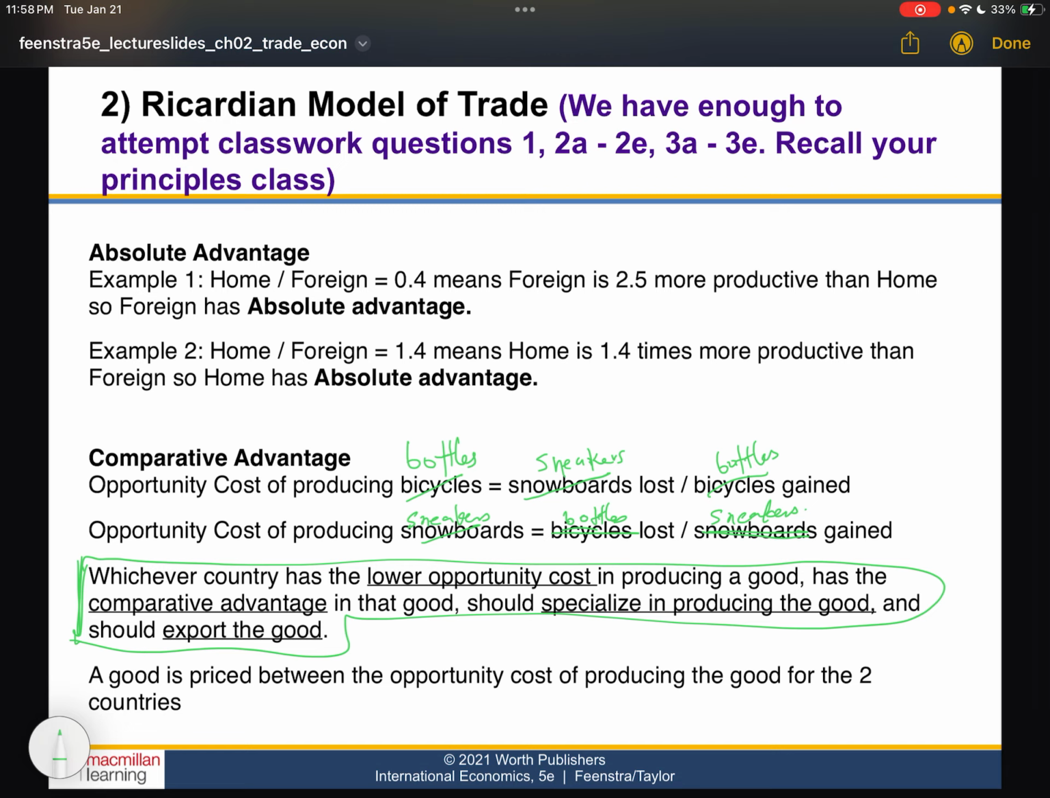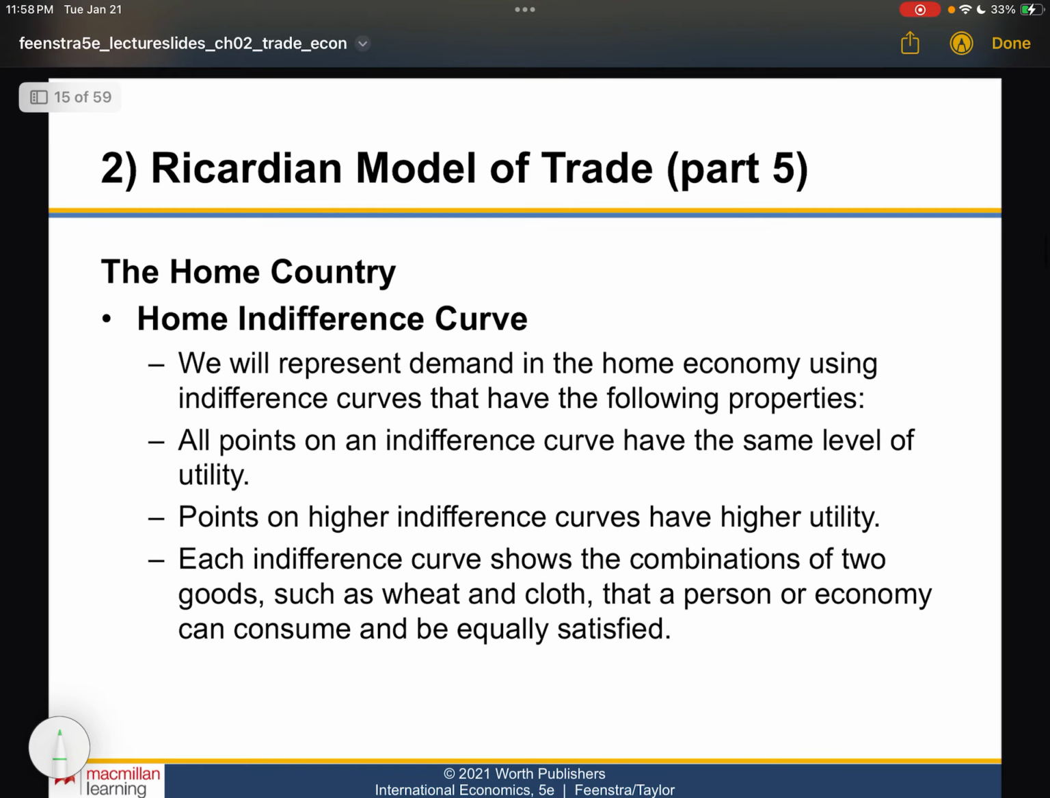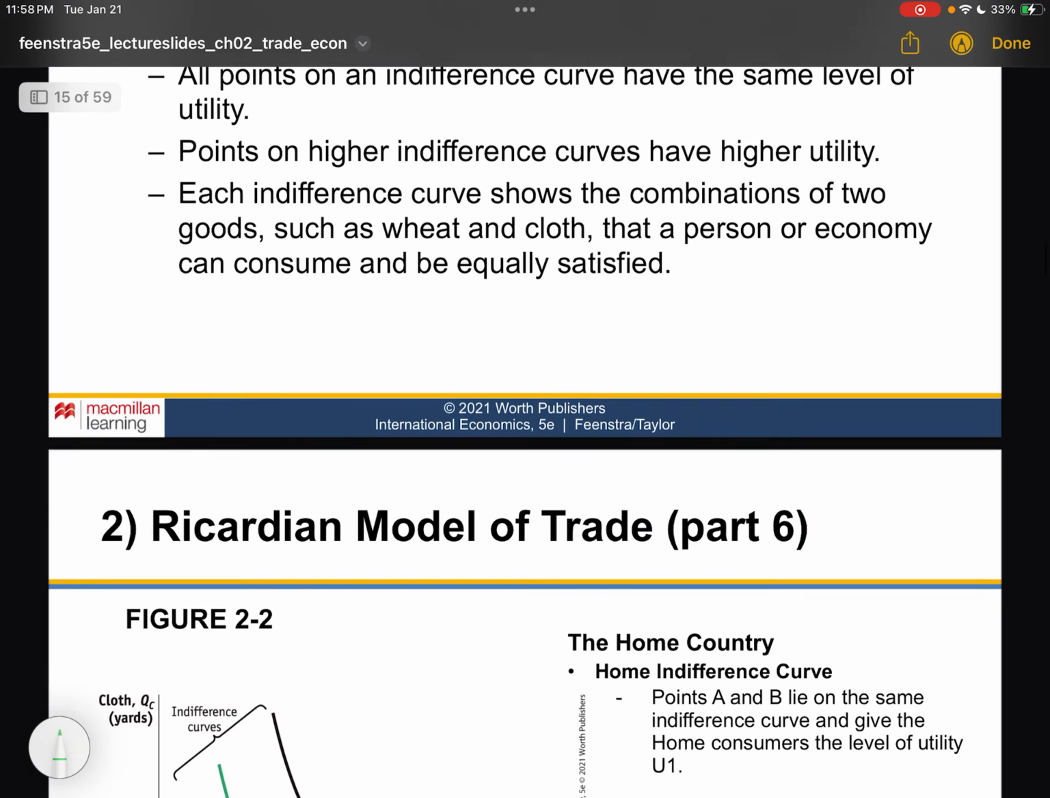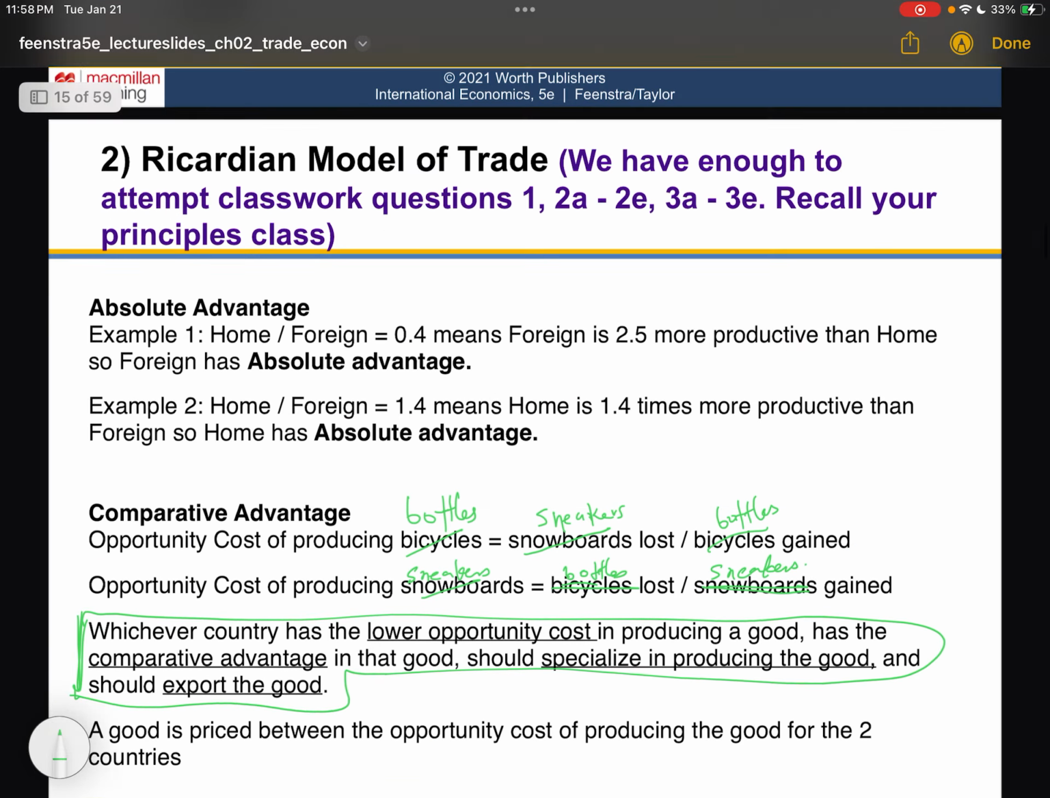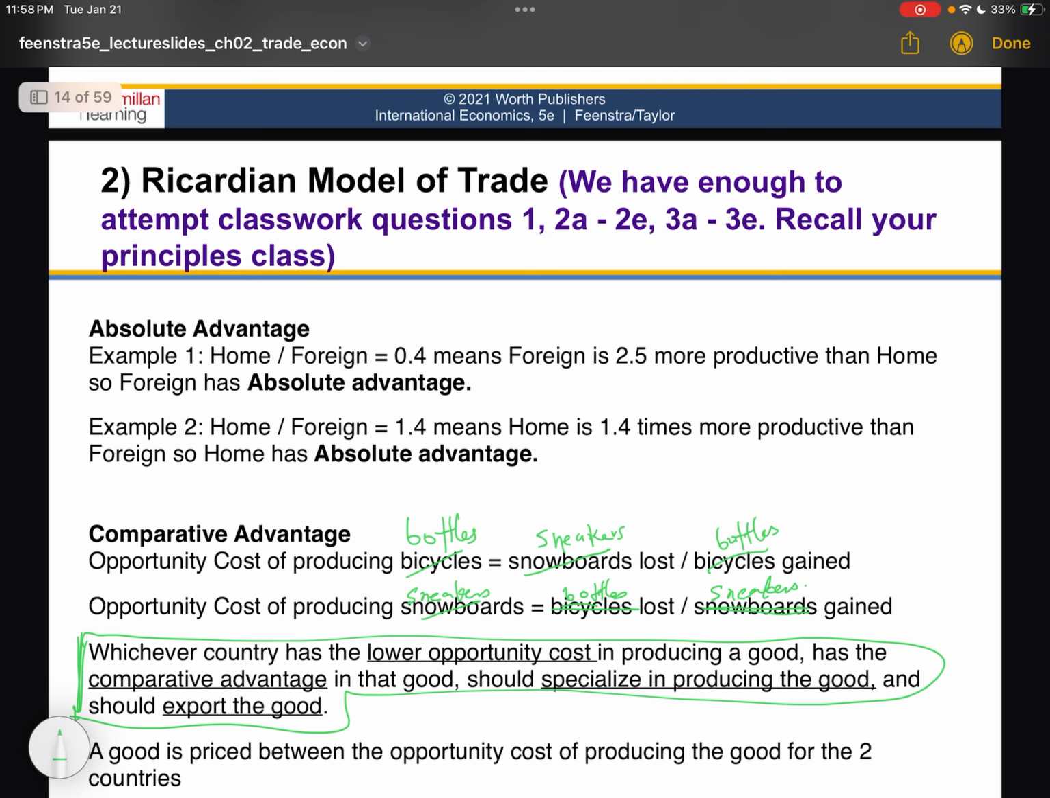And then how do we price the goods? Well, a good is priced between the opportunity cost of producing the good for the 2 countries. So with this, can we answer some questions on the second classwork? Yeah, we can. So I'm going to pause things here and then we'll come back.